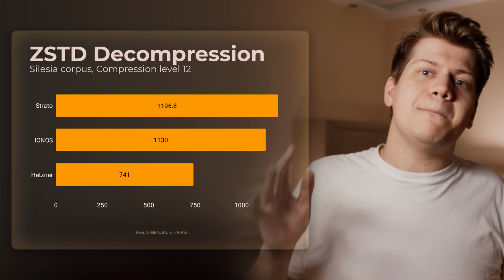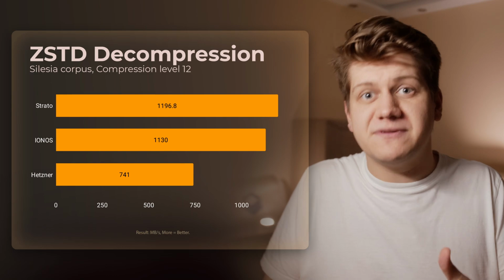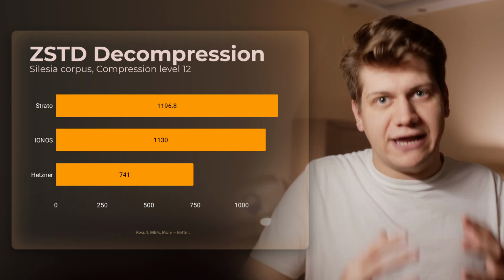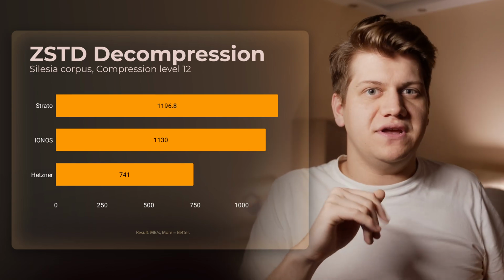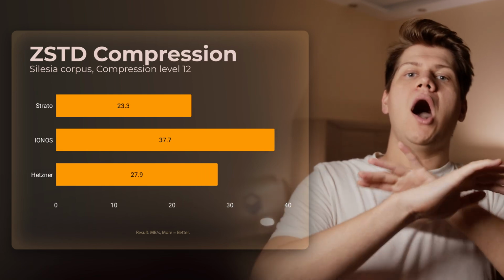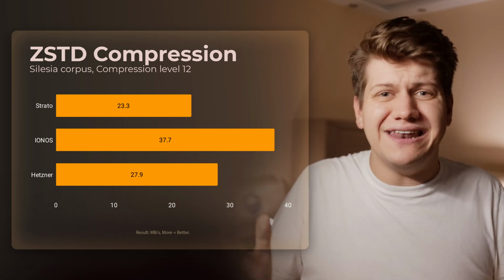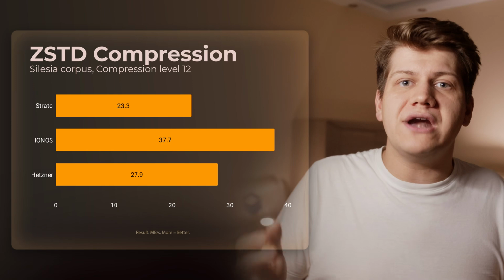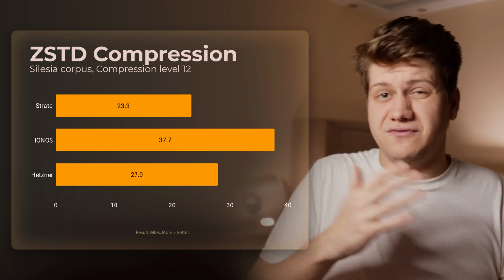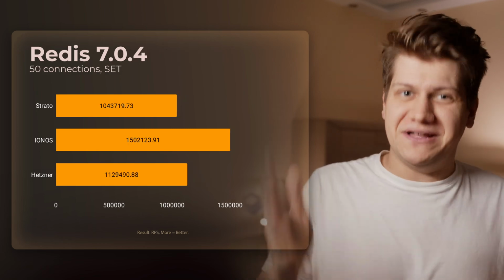ZSTD decompression and compression speed. ZSTD is used by many backup solutions, so better speeds means faster backups and faster restoring from backup. Hetzner disappoints in decompression speed, but it's compression speed where all of these struggle. If you have a big site, for example 10 gigabytes, this is where you will notice limitations of VPSs with just 1 or 2 cores.